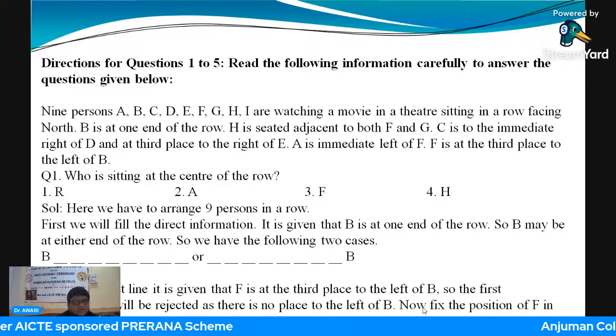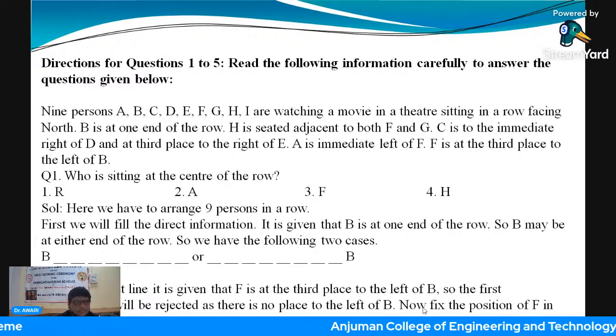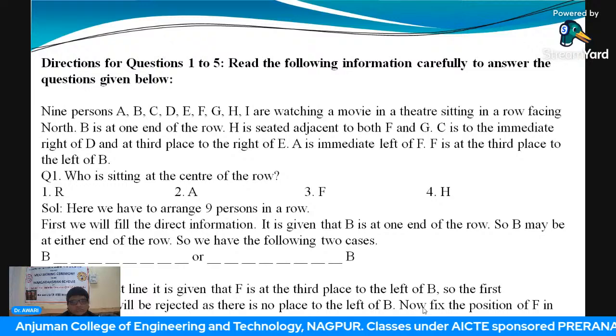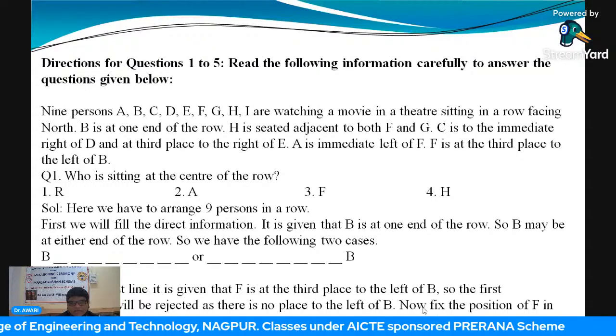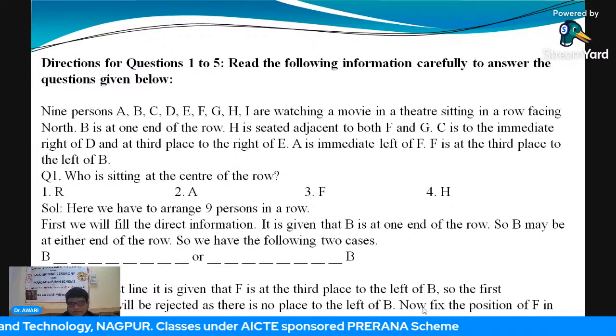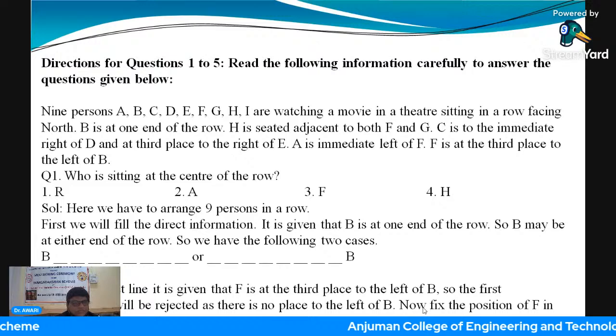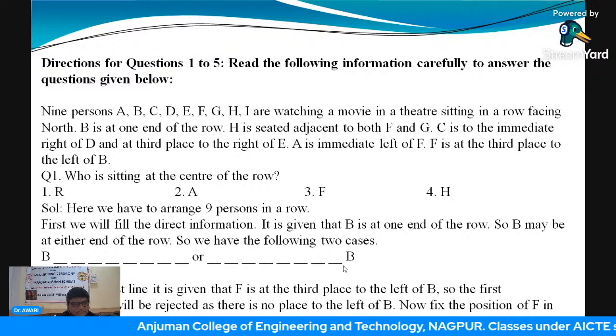Here we have to arrange nine persons in a row. How will we arrange them? First, we fill in the direct information. It is given that B is at one end of the row, so B may be at either end. So we have two cases: either B is on the left-hand side, or on the right-hand side.